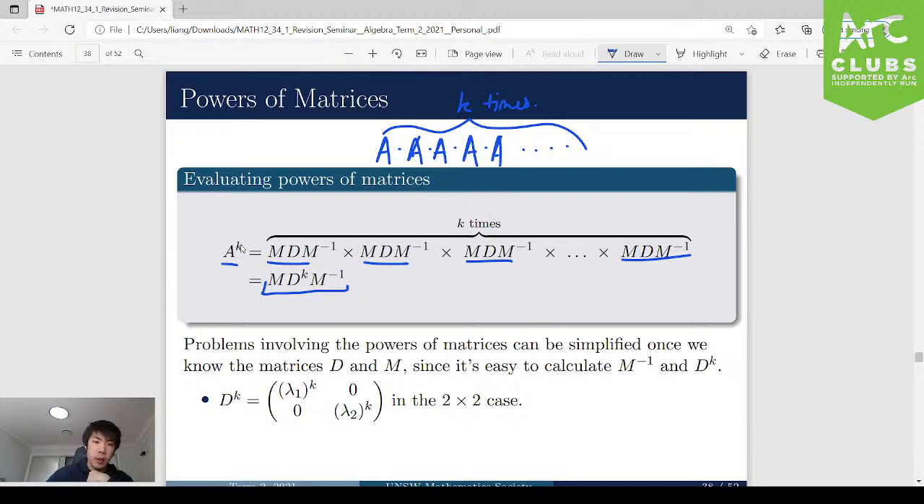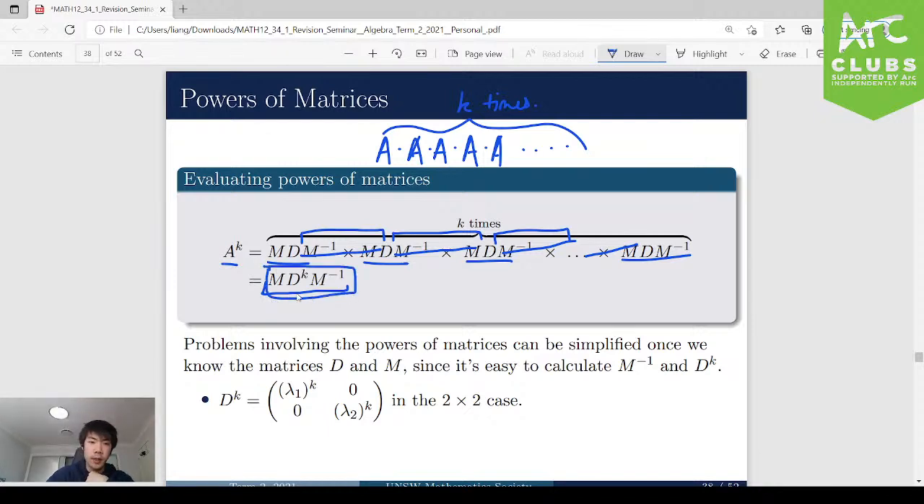But we have rewritten A as M D M inverse. The point of this is that if you look at the middle bit of every single multiplication, the M inverse and M will always just cancel out, right? And so in the end, you'll be left with M, and then D times D times D, K times, and then times M inverse at the end. That's where you get this from.